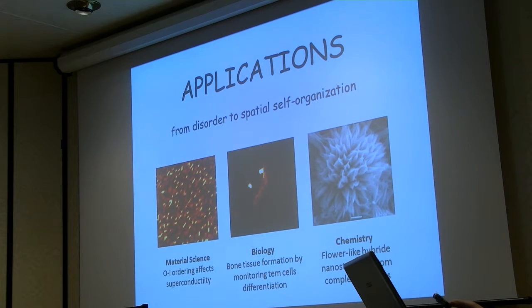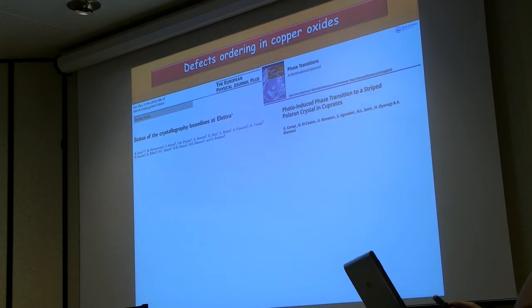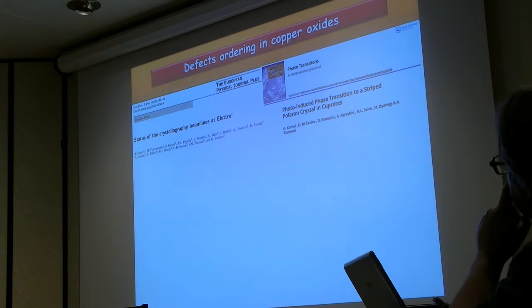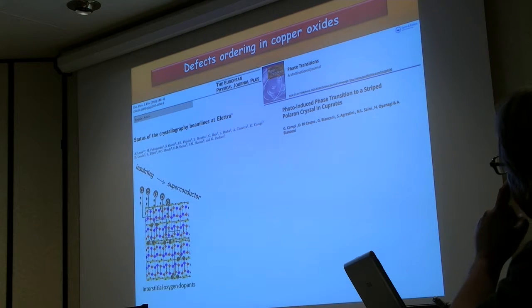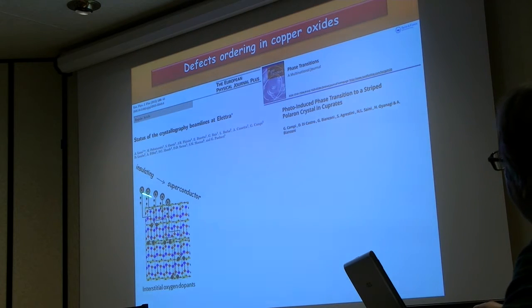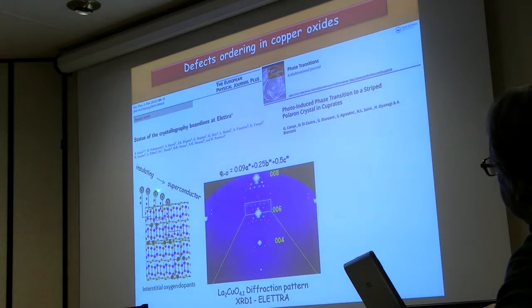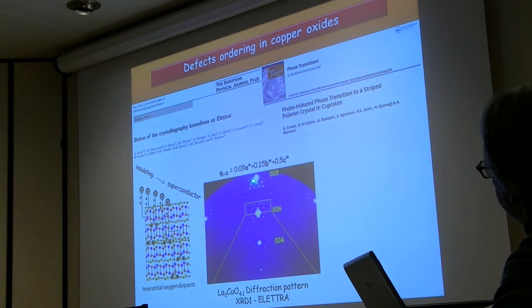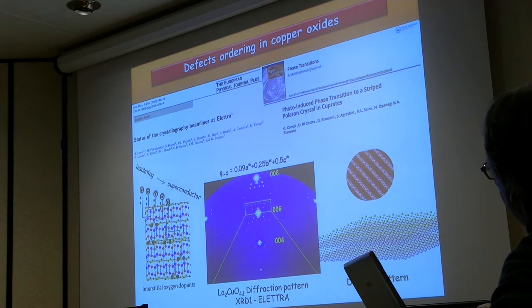Well, I would like just to show you some applications where we use this methodology. The first case is a superconductivity study of lanthanum cuprates that are doped by oxygen interstitials. And when you dope this system, you get weak satellite reflections between the strong Bragg peaks, and this is due, as I told you before, to the oxygen ordering in the lattice.